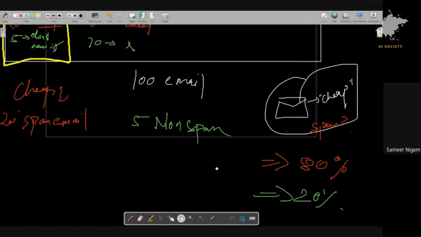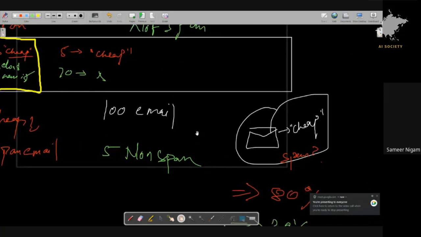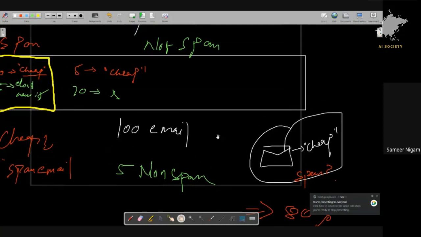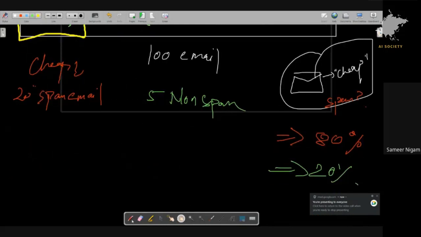So that is how the probabilities are calculated. Whenever someone asks you a question like this, that person is talking in terms of the data that you're having. Now, data changes, maybe the answer changes. So the conclusion here is that if an email is containing the word cheap, the probability of that being spam is 80%.